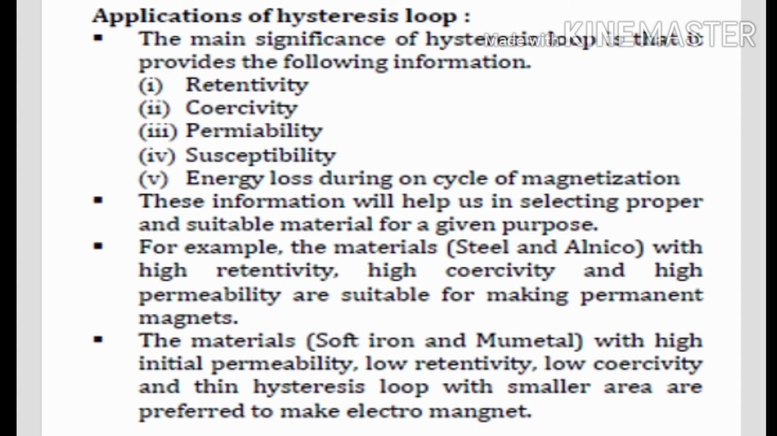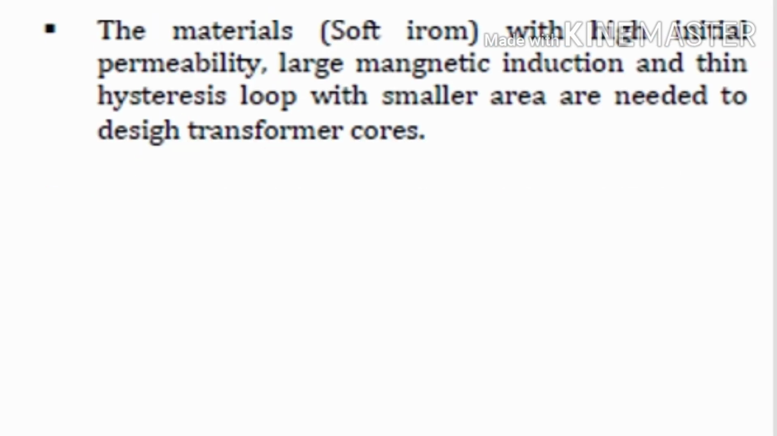For example, the materials steel and alnico with high retentivity, high coercivity and high permeability are suitable for making permanent magnets. The materials soft iron and mu metal with high initial permeability, low retentivity, low coercivity and a thin hysteresis loop with a smaller area are preferred to make electromagnets. Materials like soft iron with high initial permeability, large magnetic induction and a thin hysteresis loop with a smaller area are needed to design transformer cores. These are some applications of the hysteresis loop.